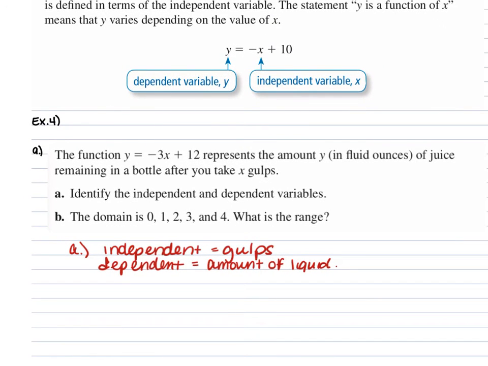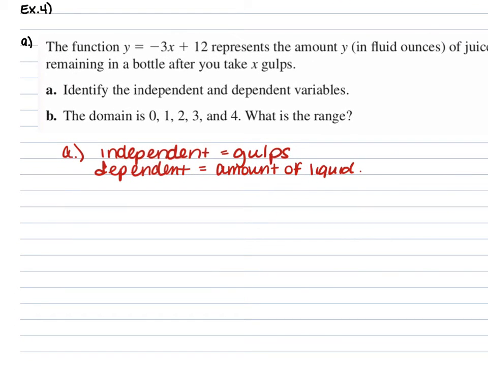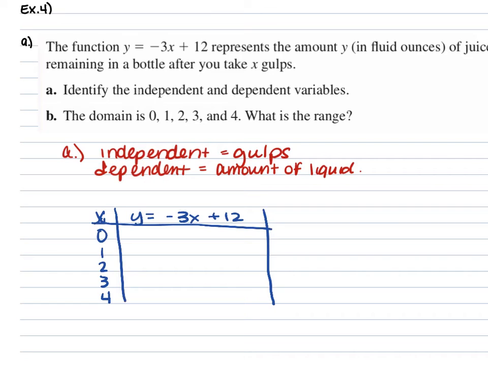It tells you for B the domain is 0, 1, 2, 3, and 4. What is the range? With this, you can write out or draw a function table in order to solve for your range. We have x values, a domain of 0, 1, 2, 3, and 4. If we solve y is equal to negative 3x plus 12, we are going to get those y values.